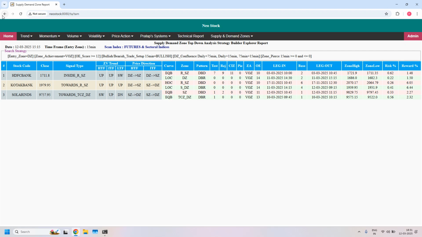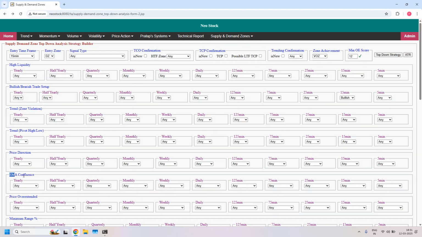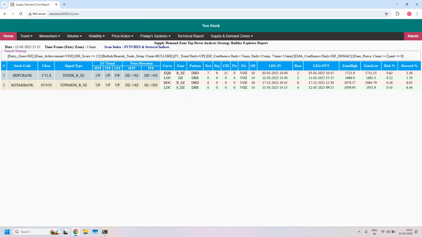Let's verify. In the EMA confluence at the daily time frame, I am selecting the filter daily demand zone having daily EMA confluence. And the trend on the daily should not be sideways. It should be uptrend, because it is a bullish trade setup. We got both the stocks. So that means these 2 stocks are having an even higher probability to get success.